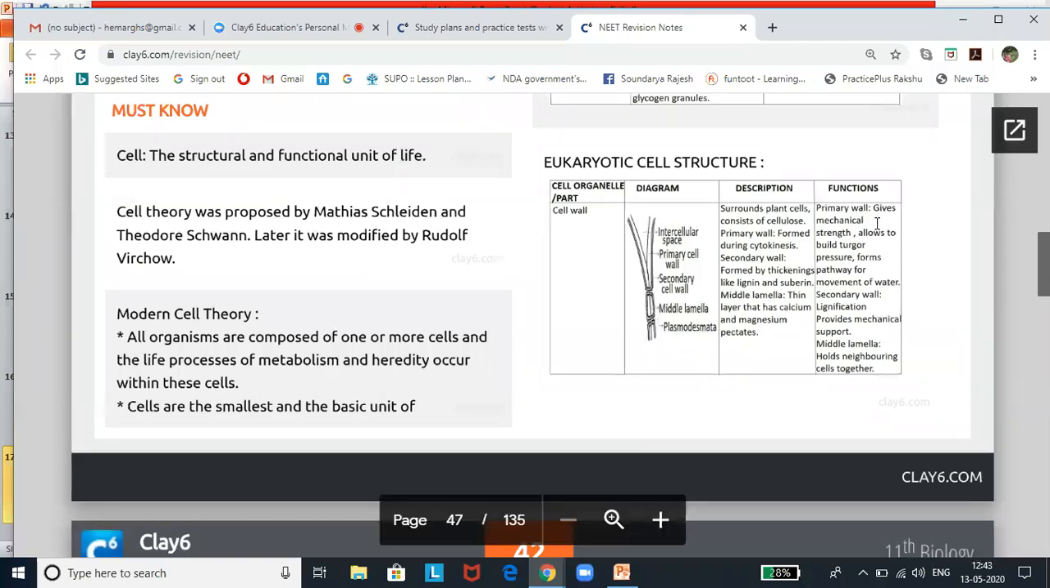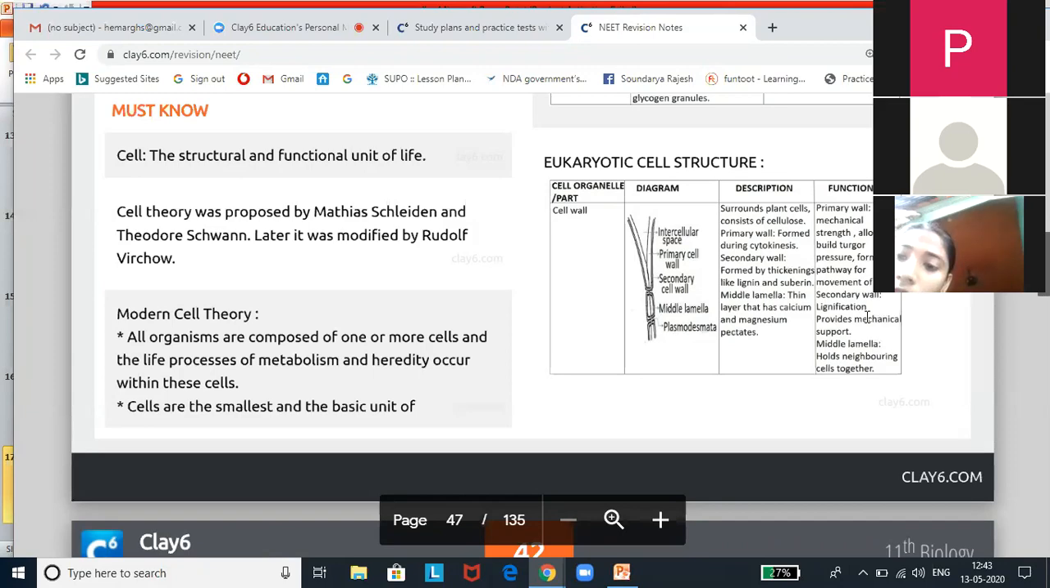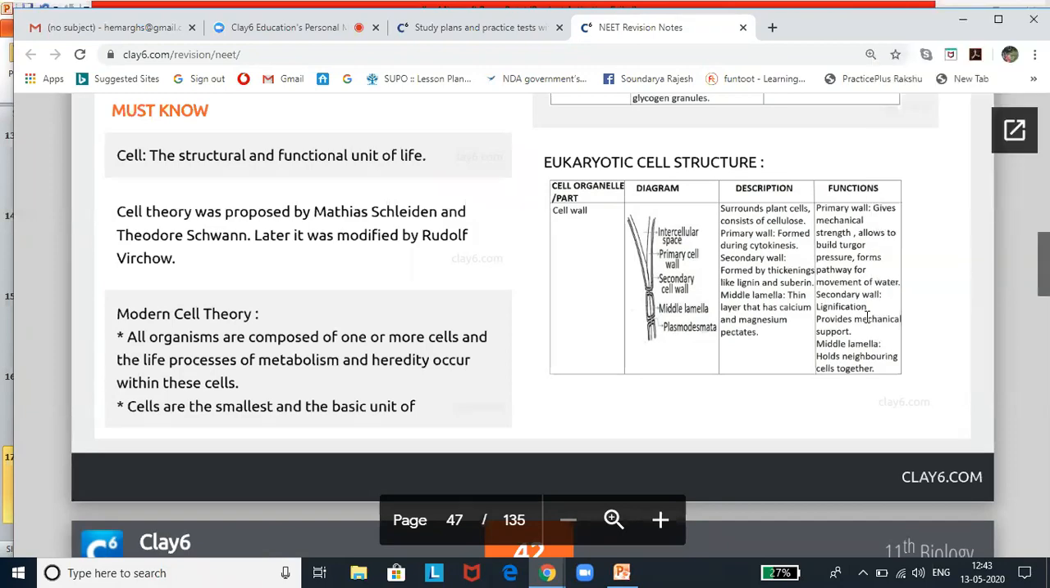Primary wall gives the mechanical strength. It allows building the turgor pressure and forms the pathway for the movement of water. Secondary wall helps in lignification, that is, addition of lignin and suberin chemicals will provide additional stability to the plant. Middle lamellae holds the neighboring cells together, and it also acts as a binding agent of the primary cell wall and the secondary cell wall.